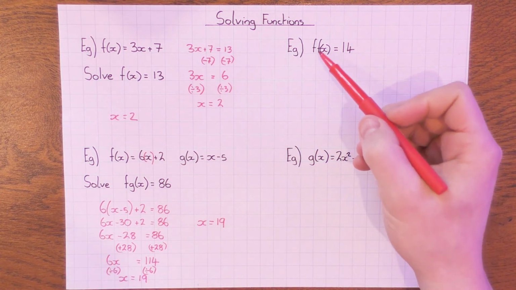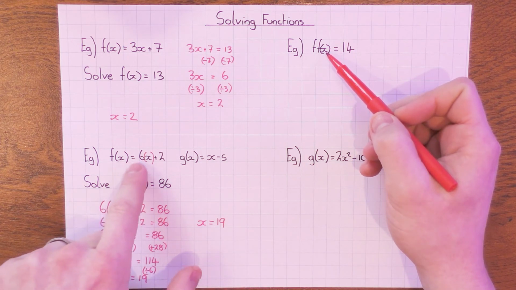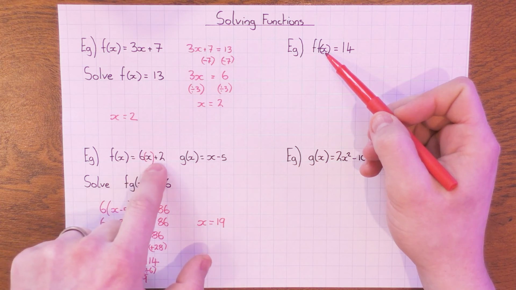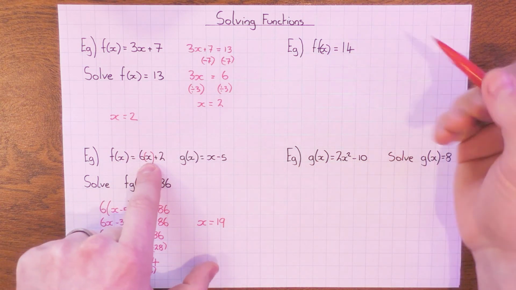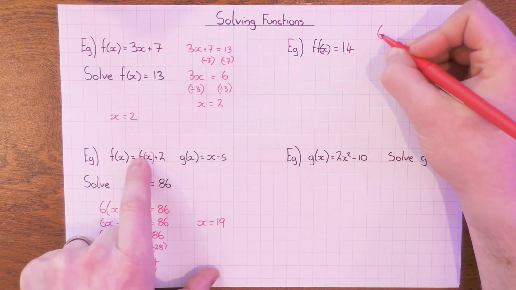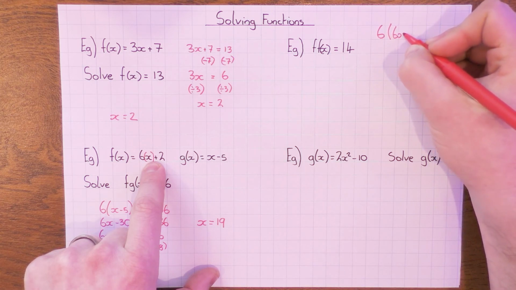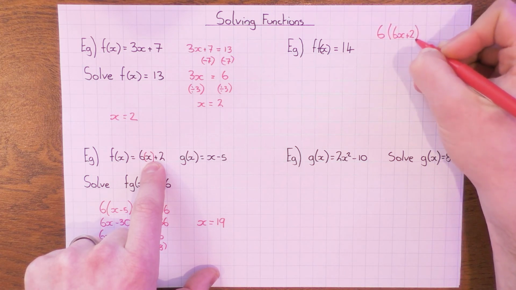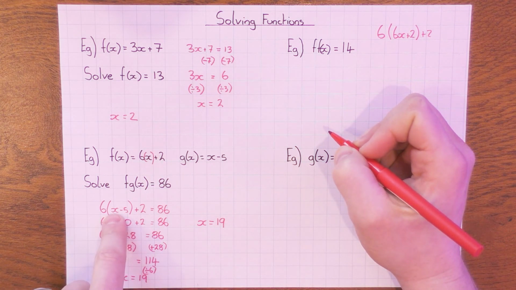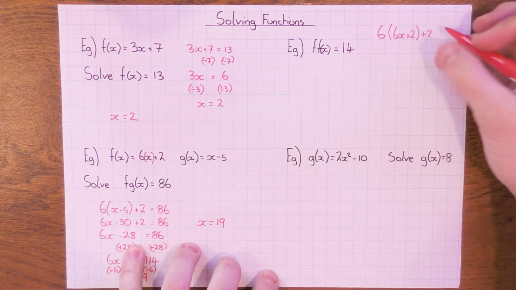Next one, again, composite functions. Got the f of x. So I'm basically putting the function f into itself again. I'm going to be putting the 6x plus 2 into these brackets this time. So I'll have my 6, then inside the brackets I need to put the function, which is 6x plus 2, and I close the bracket, and I've got my add 2. It's exactly the same thing I did here, but instead of putting g into it, I put f into it. And that is equal to 14.